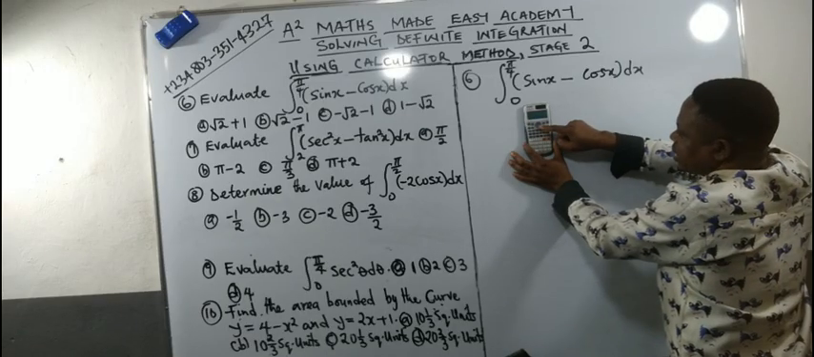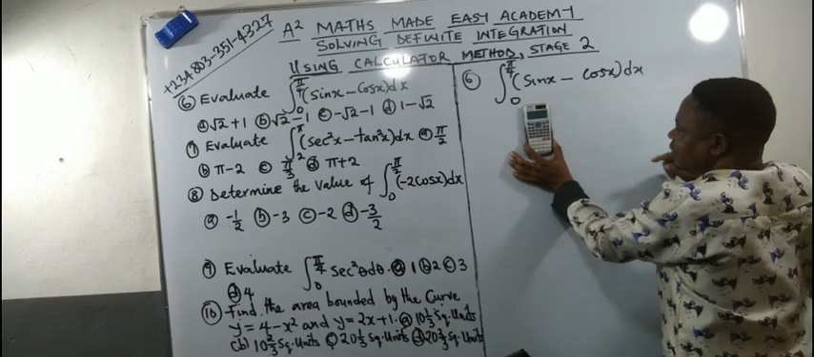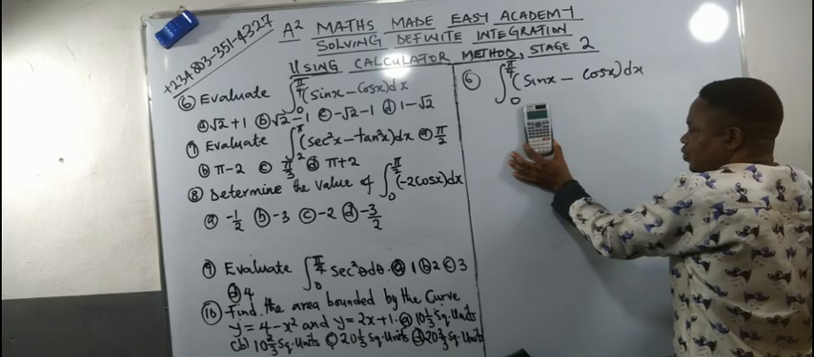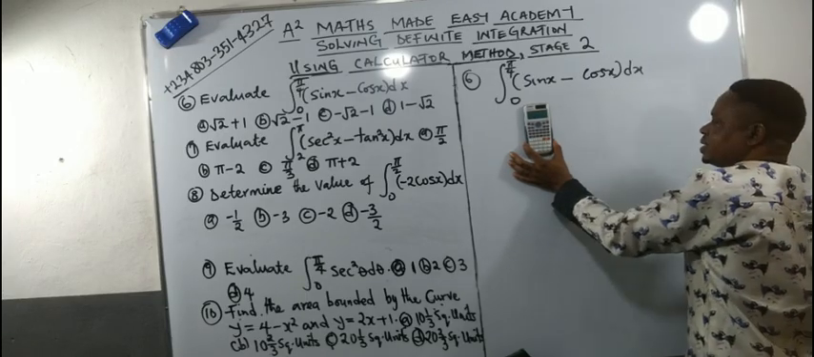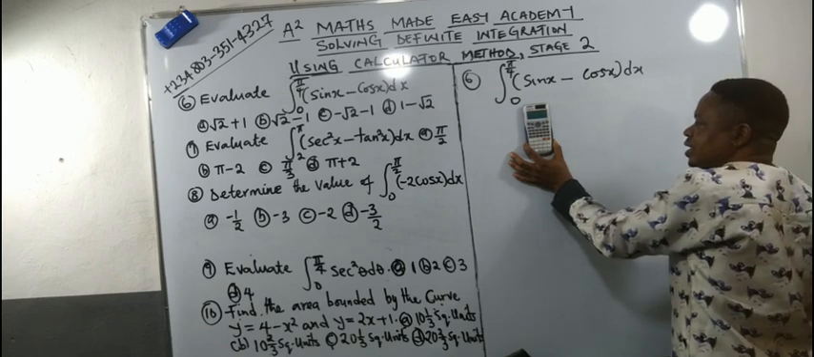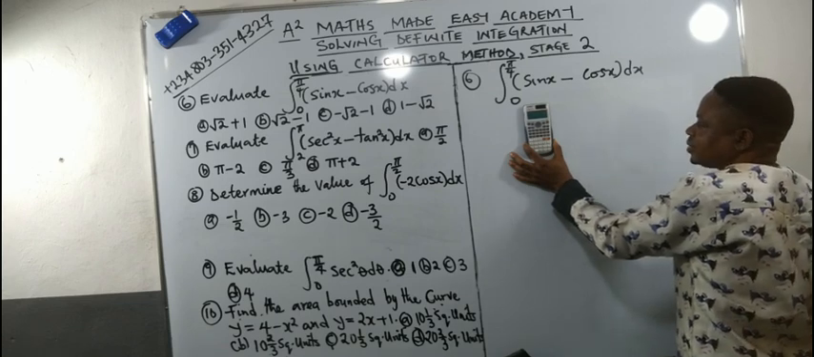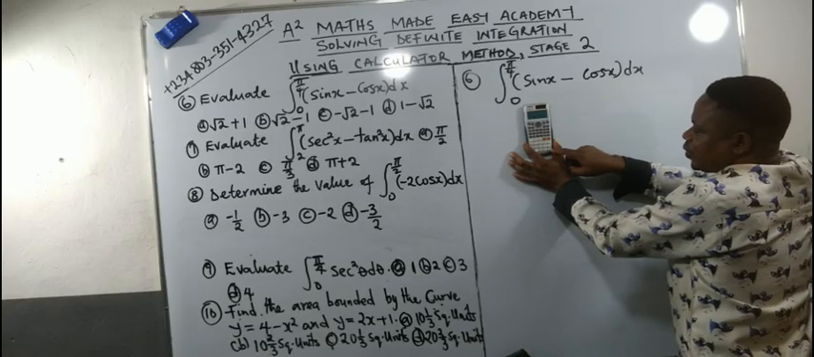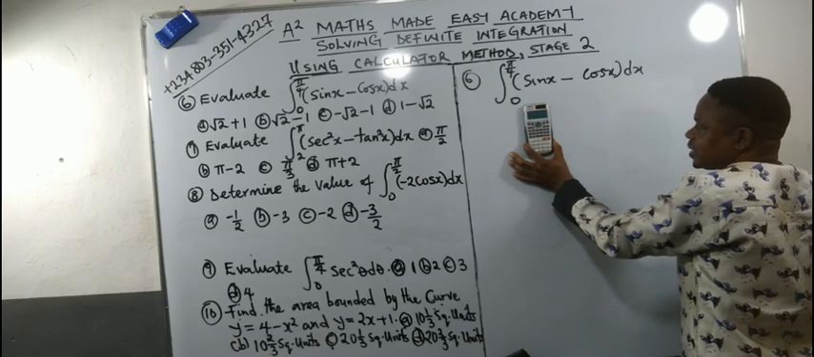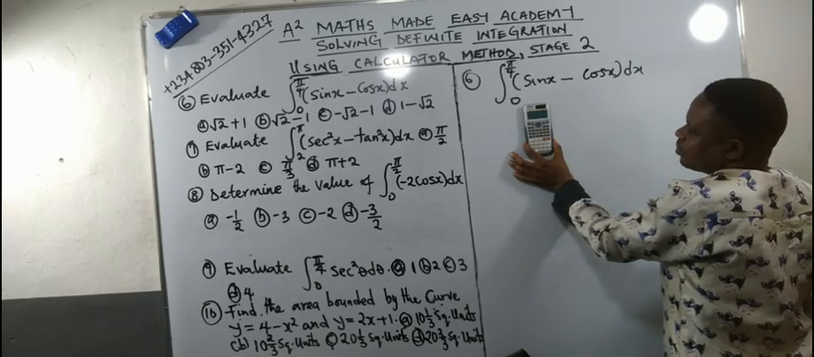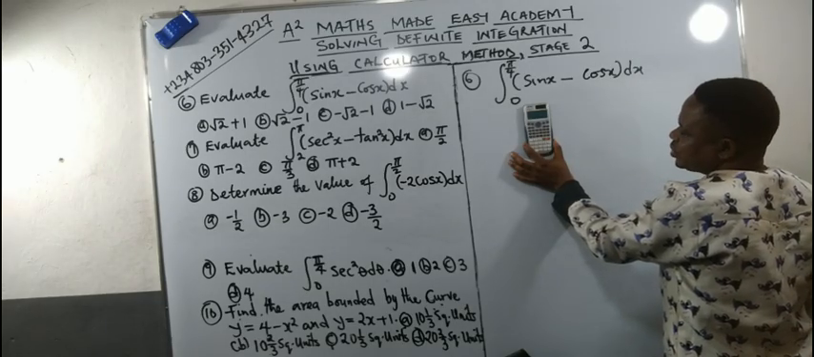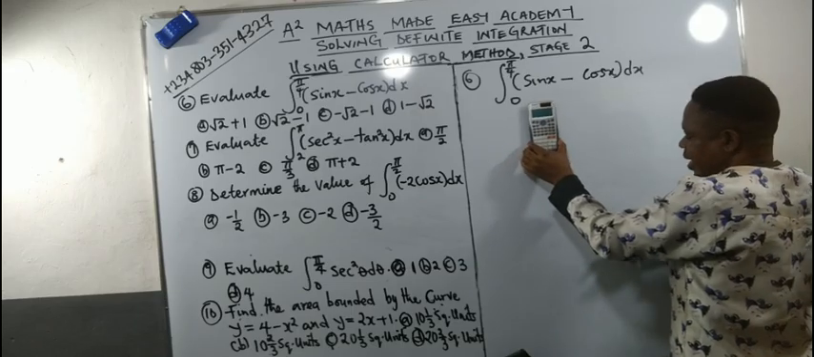Then we go down and put in the value of the lower limit, which is 0. I will now punch 0. Can you see that? Exactly what is in the calculator is what is on the board. The final thing is to punch equal to and expect the answer. Wow, look at the answer: minus 0.414213, and it continues.